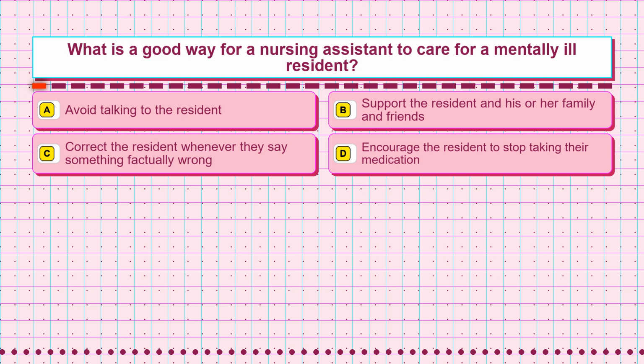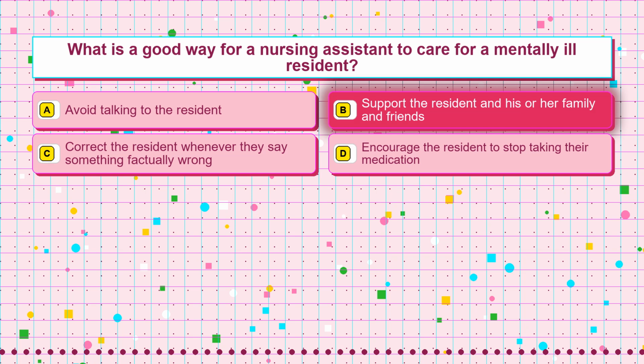Question 15. What is a good way for a nursing assistant to care for a mentally ill resident? Option A, avoid talking to the resident. Option B, support the resident and his or her family and friends. Option C, correct the resident whenever they say something factually wrong. Option D, encourage the resident to stop taking their medication.